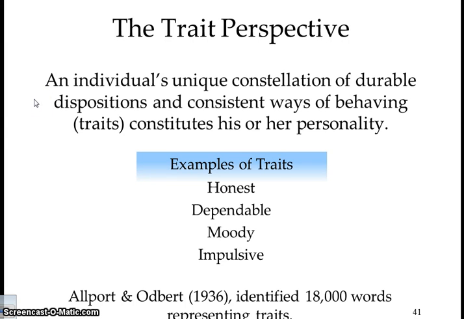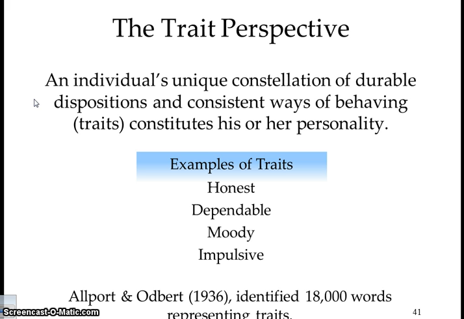Alright, so we're on part 3, personality, chapter 15, AP Psychology, 8th edition, David Myers textbook. So now we're going to look at the trait perspective. The trait perspective is just looking at your traits, these dispositions, and how durable they are, a consistent way of behaving over time. And this makes up your personality. So traits would be like honest, dependable, moody, impulsive.